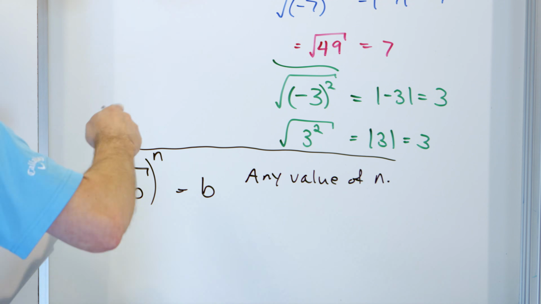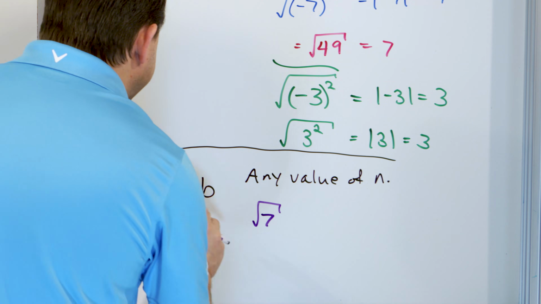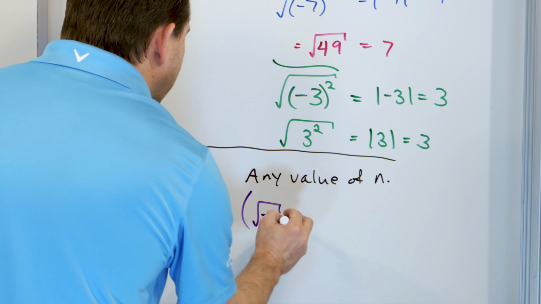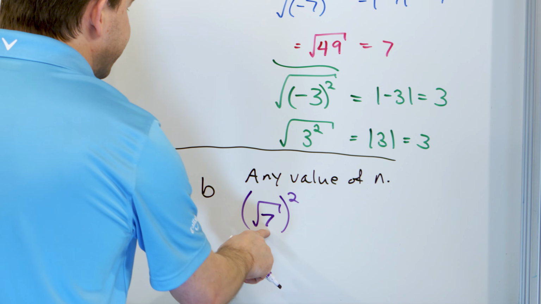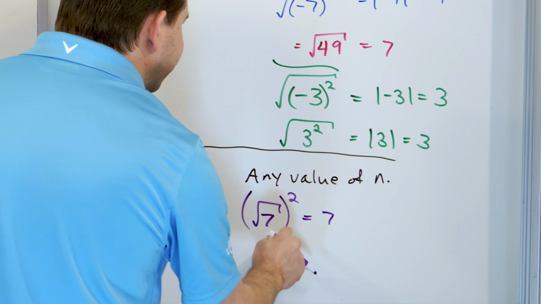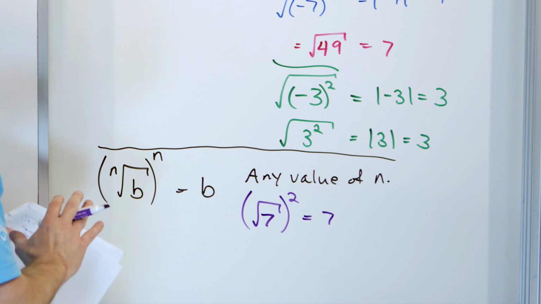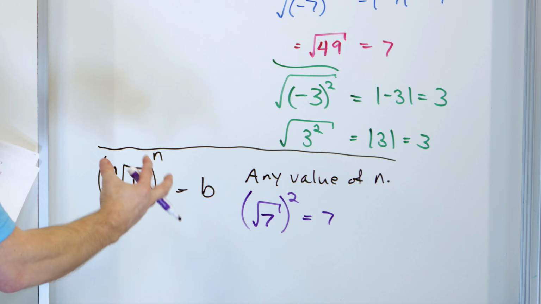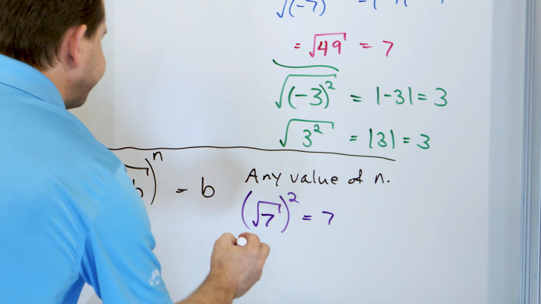So just to give you a couple of examples, let's say that I have 7, and I'm going to take the square root of that, so n is 2, and then I'm going to square that whole thing. So I have the square root of 7 squared. The square will cancel with the square root, and I'll be left with whatever's on the inside, which is 7. I don't have to do square roots, I don't have to do absolute values, I don't have to think about it. When I have a root raised to a power, I just get what's on the inside.